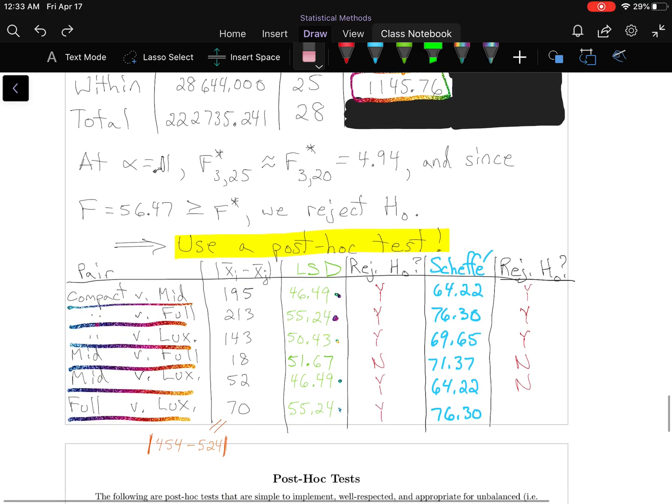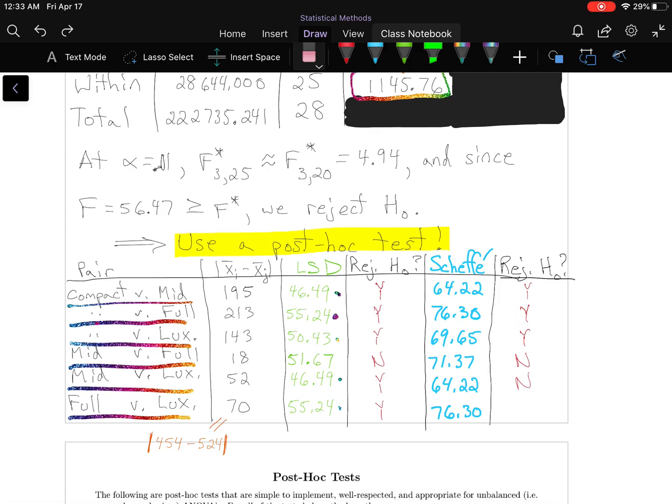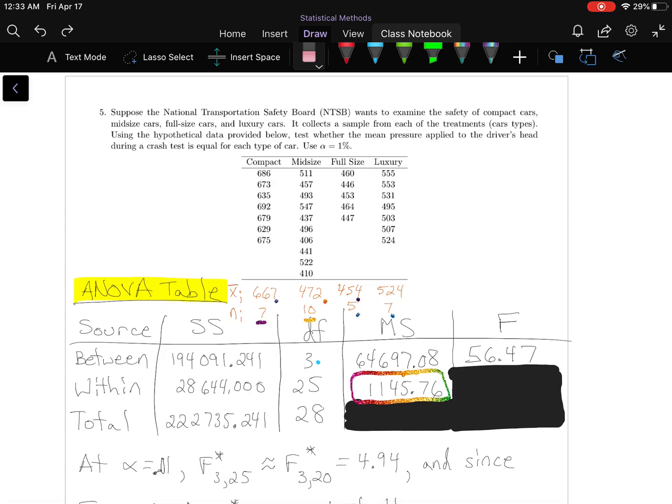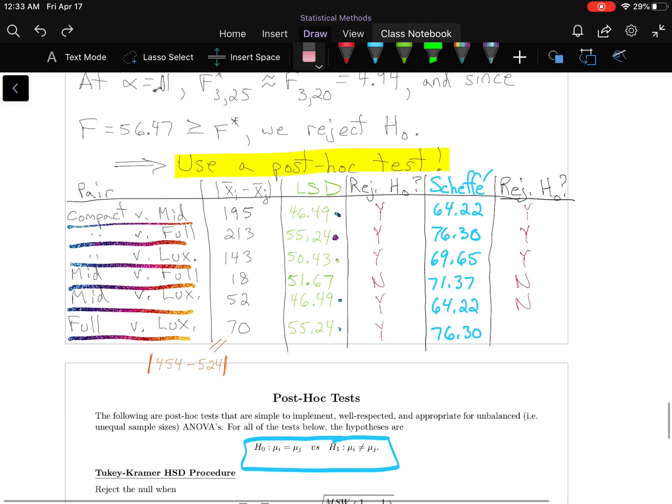The way that I tend to do a post-hoc test is I create a table like this, where my first column represents all pairwise comparisons that I might be able to do. So with 4 groups, compact, mid, full, and luxury, I could compare compact to mid, compact to full, compact to luxury. I could also do mid to full and mid to luxury, or full and luxury. And so that's where all 6 of these possible pairs comes from.